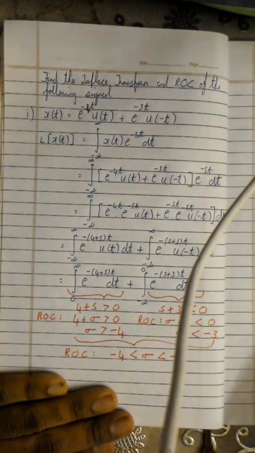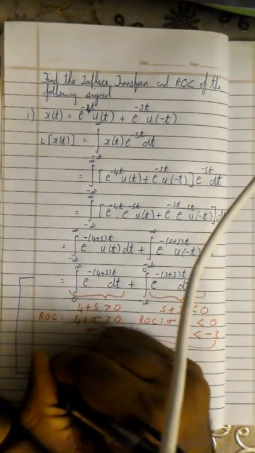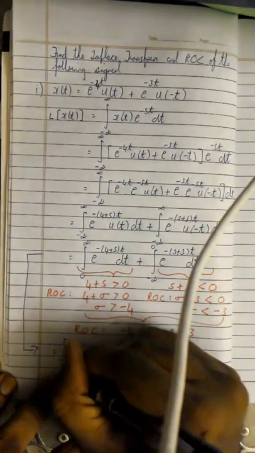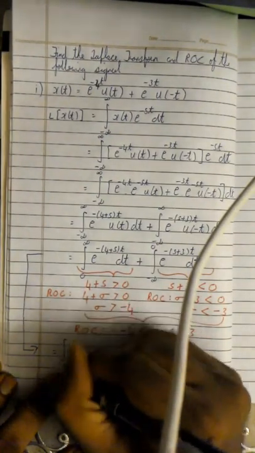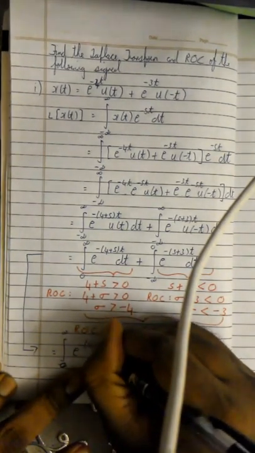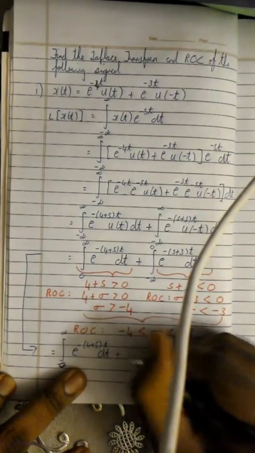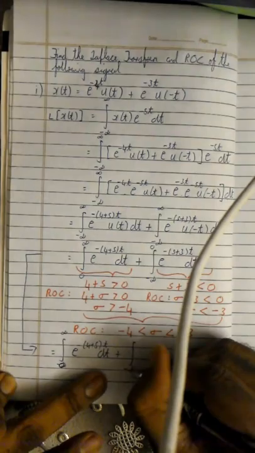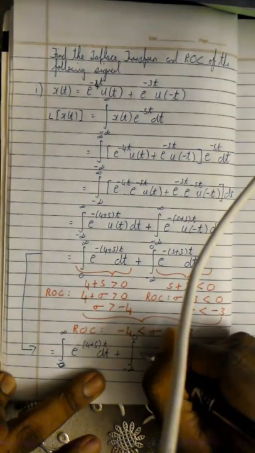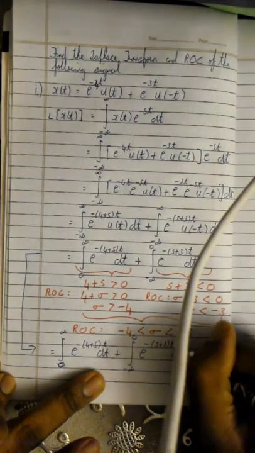Okay, so now let's continue our problem. So here we get the integral from 0 to infinity of e raised to minus of (4 plus s) t dt, plus the integral from minus infinity to 0 of e raised to minus of (s plus 3) t dt.